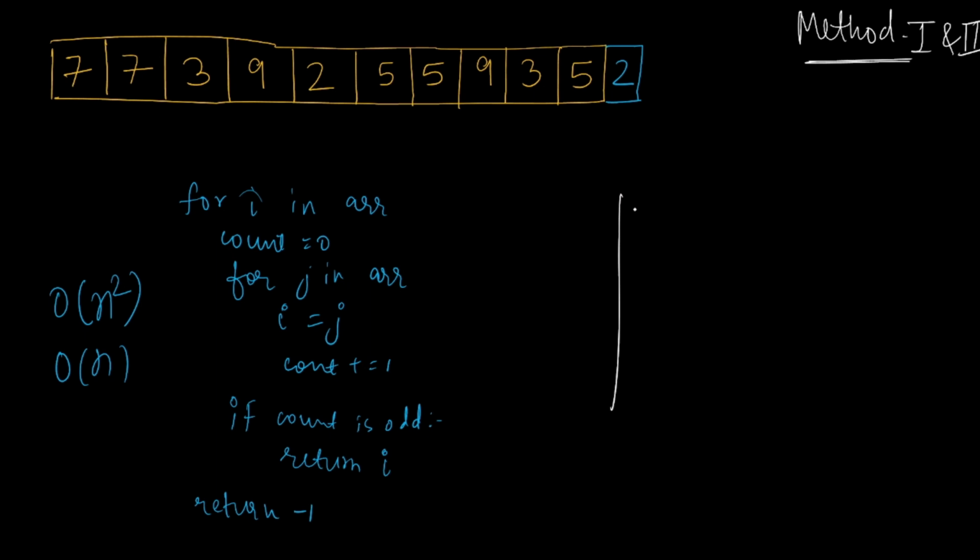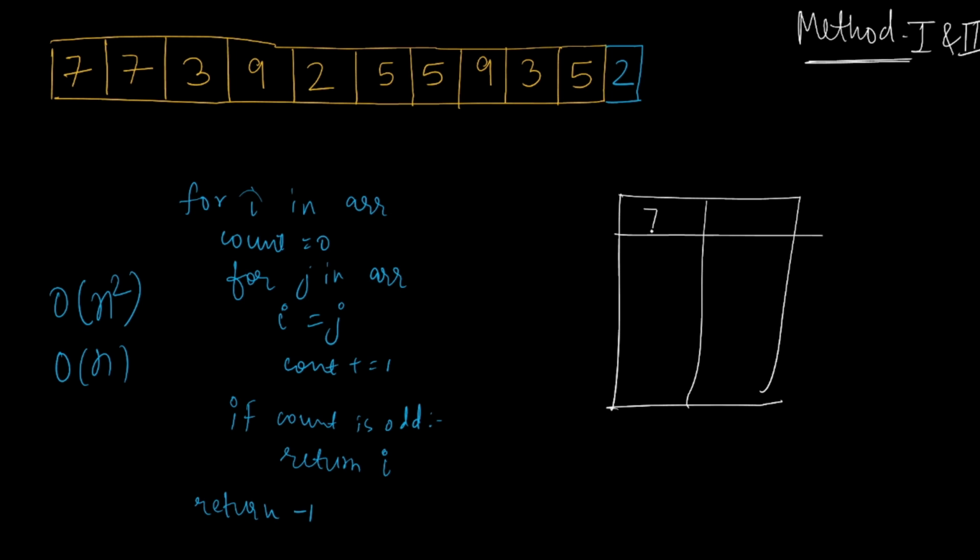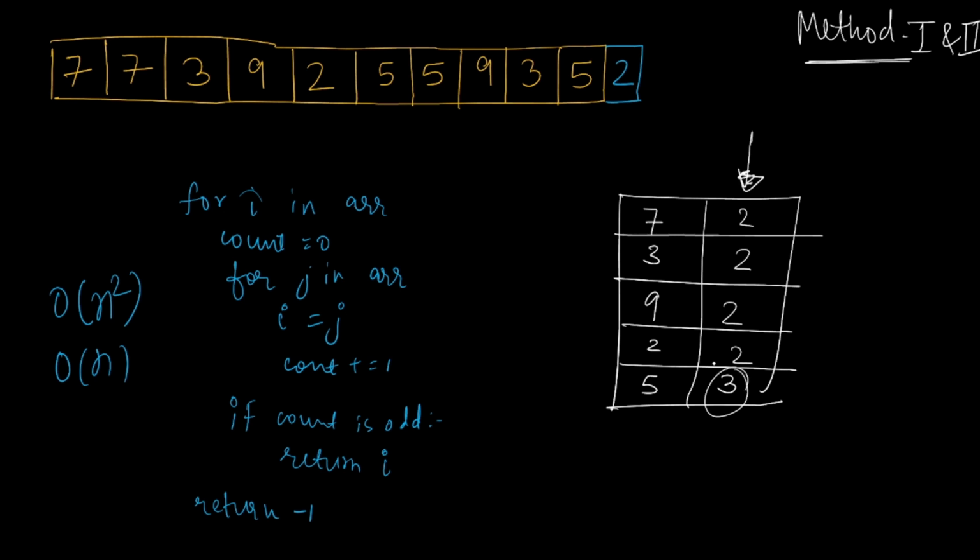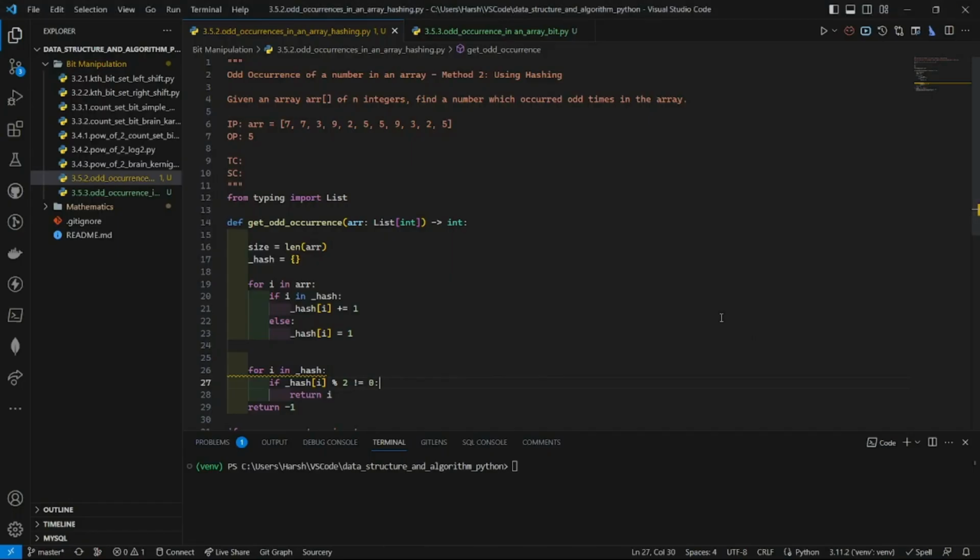Here we are going to create a hash. Okay, we are going to create a dictionary taking all the elements. So 7, then 3, 5, right? And then we're going to keep the count of all the elements in that dictionary. So 7 is occurring 2 times, 3 is occurring 2 times, 9 is occurring 2 times, 2 is occurring 2 times, and 5 is occurring 3 times. And then we're going to iterate over these key values, and we're going to return the number which is odd. Okay, so I have written the code over here.